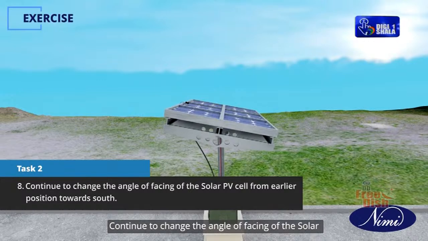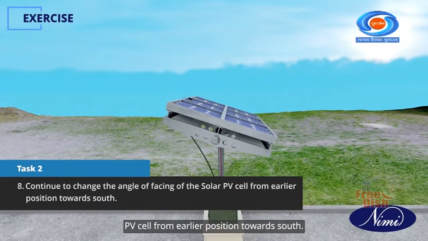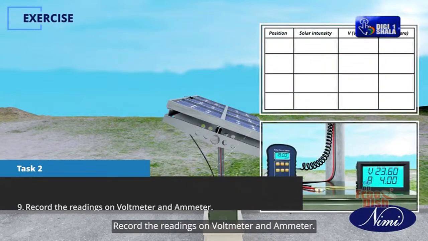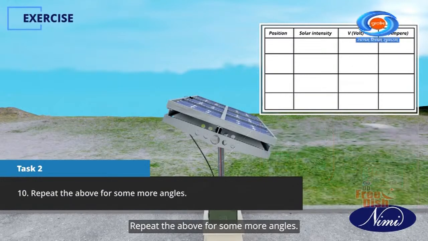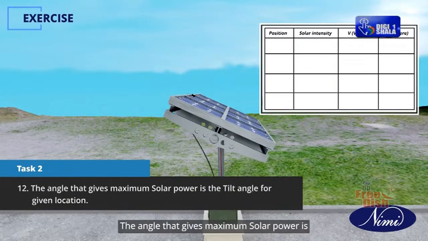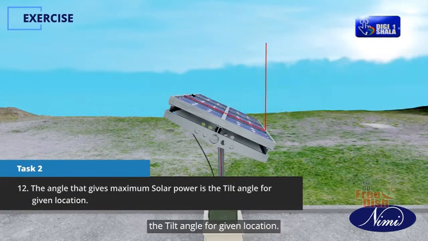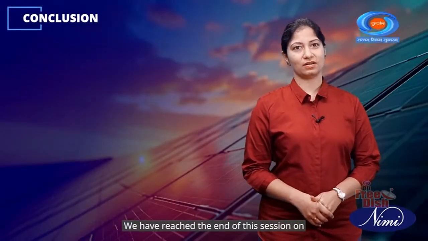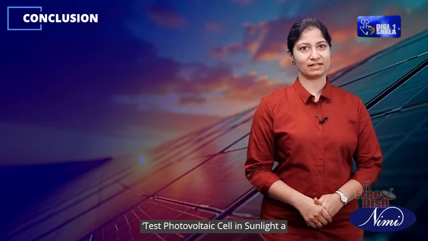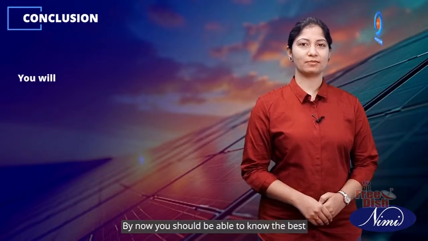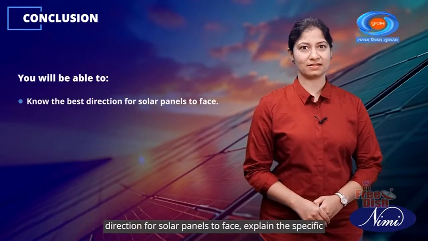Continue to change the angle of facing of the solar PV cell from earlier position towards south. Record the readings on voltmeter and ammeter. Repeat the above for some more angles. Compare the results. The angle that gives maximum solar power is the tilt angle for given location. We have reached the end of this session on test photovoltaic cell in sunlight at various angles of inclination and direction. By now, you should be able to know the best direction for solar panels to face.